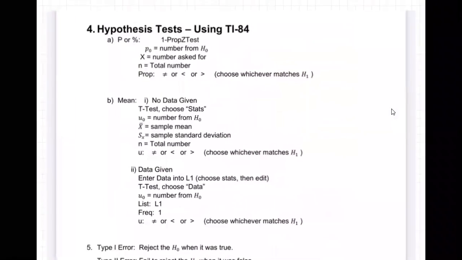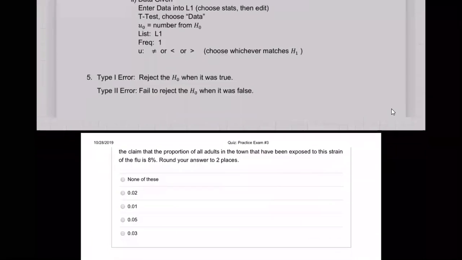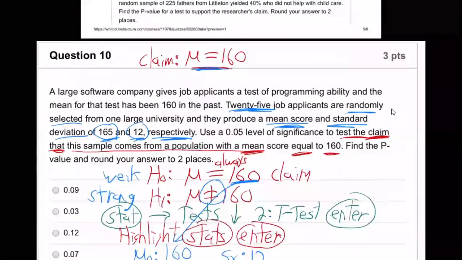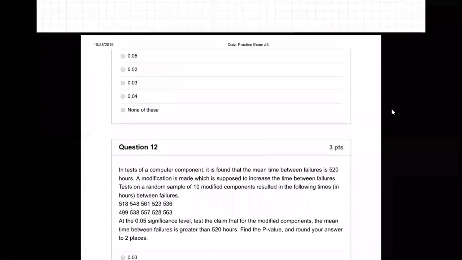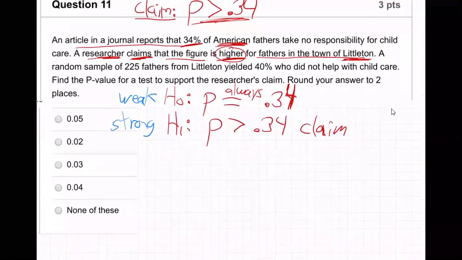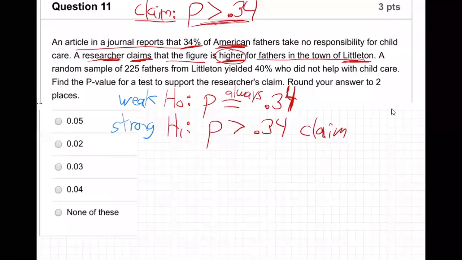There it is. Hypothesis test with your calculator. It's P percentage. It's not mean on this one. So it's a 1 prop Z test. There it is. We go back to the 1 prop Z test, back through all these other problems here. Where am I? There I am, right there. Okay. So we're going to do 1 prop Z test.